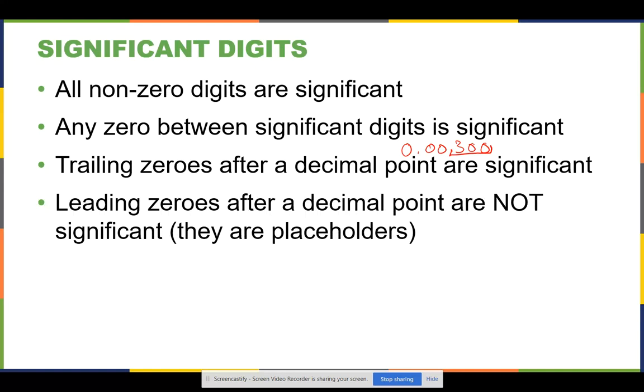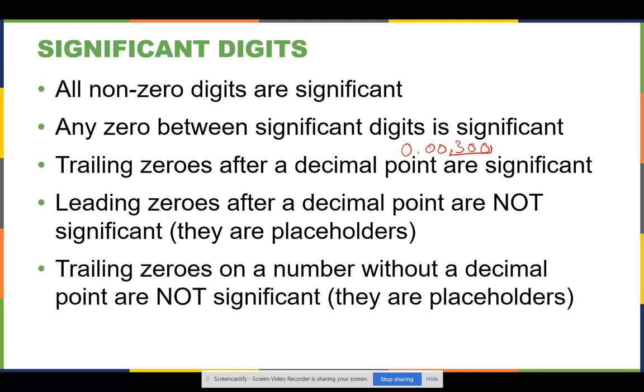Next rule is the leading zeros after a decimal point are not significant. So that means the 0.00 are not significant. So this number has only 3 significant digits in it. And finally, trailing zeros on a number without a decimal point are not significant. They're placeholders. So if I have 100, the 1 is significant. The next 2 zeros are placeholders.